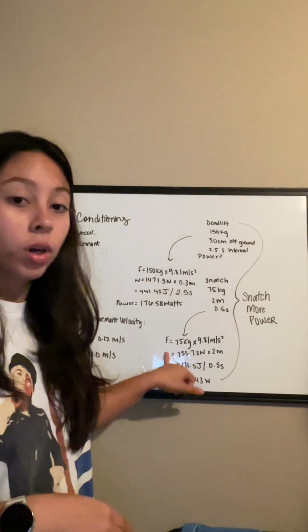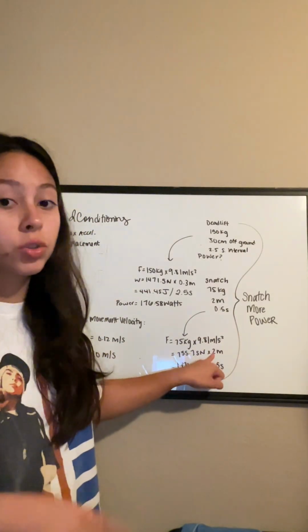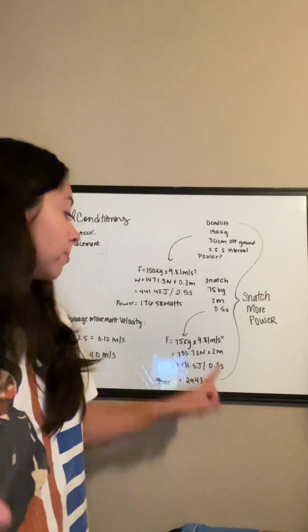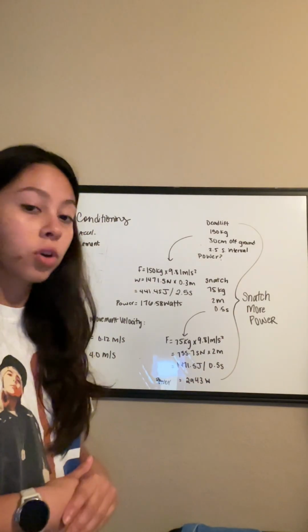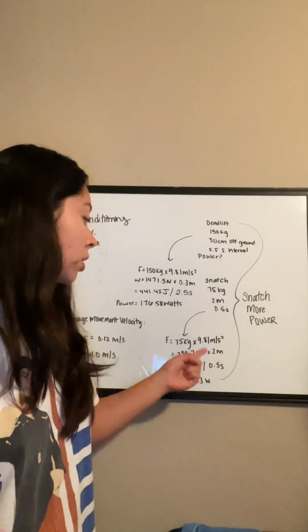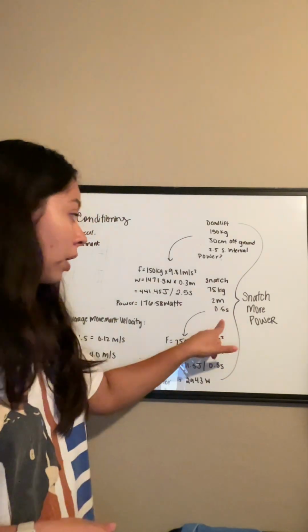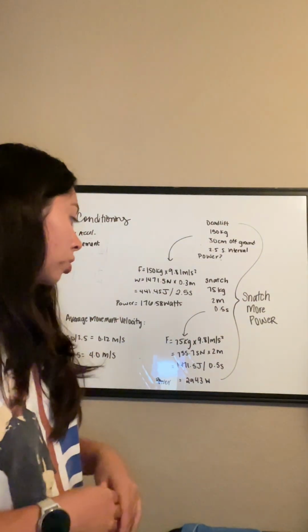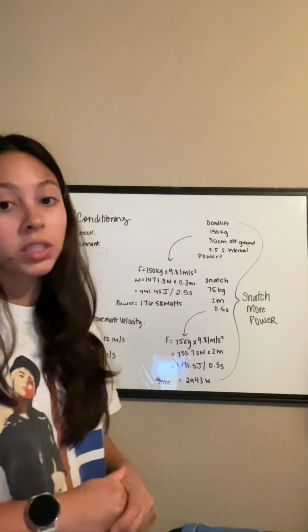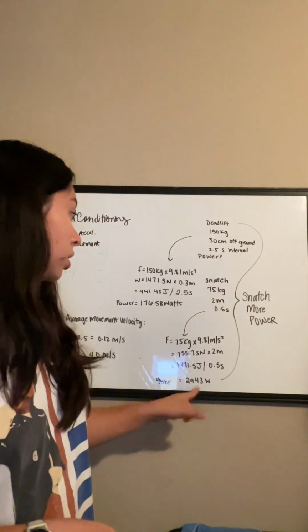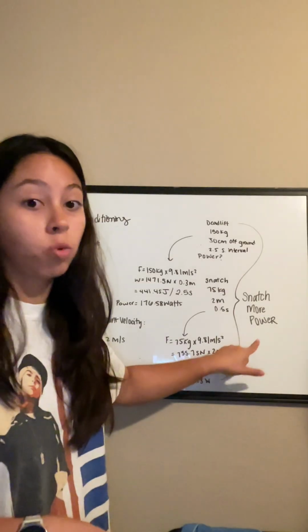From there you can find work. You would just need to multiply times 2 meters. This one doesn't need to be converted from centimeters to meters because it's already in meters. And then we get 1,471.5 joules. From there you can find power. You would just need to divide by 0.5 seconds of how long it took. And that gives us a power of 2,943 watts in that snatch. From these two, we can obviously tell that the snatch has more power.